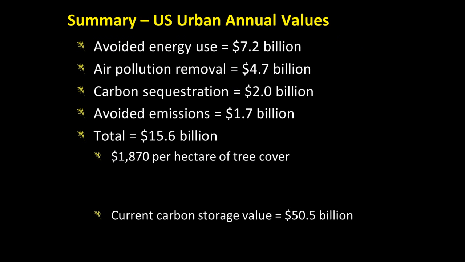If we add this up for the United States, avoided energy use is about 7.2 billion, pollution removal about 4.7 billion in terms of human health, carbon sequestration annually about 2 billion, avoided emissions about 1.7 billion. So that adds up to $15.6 billion in that 1% canopy cover in urban areas nationwide. And that equates to about $1,800 or $1,900 per hectare of canopy cover of annual services just for those four that we can quantify. And on top of that, we have the $50 billion. So having that canopy providing those ecosystem services actually provides economic value to the city system.